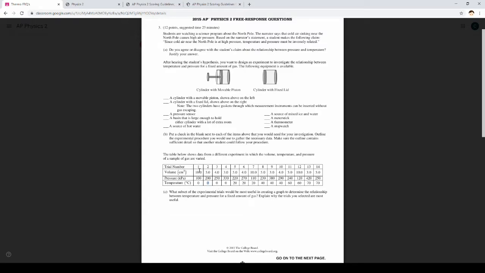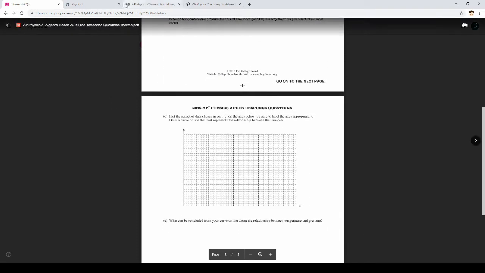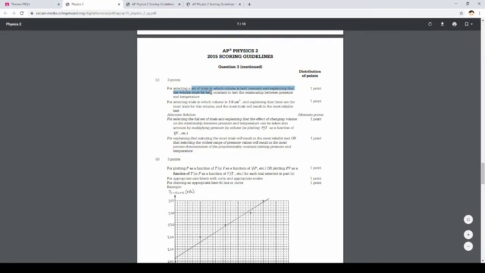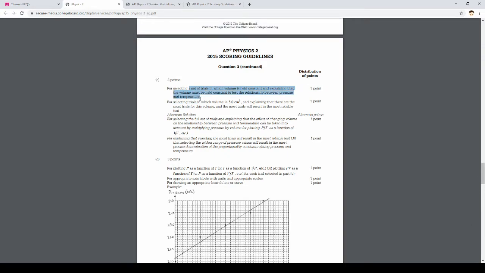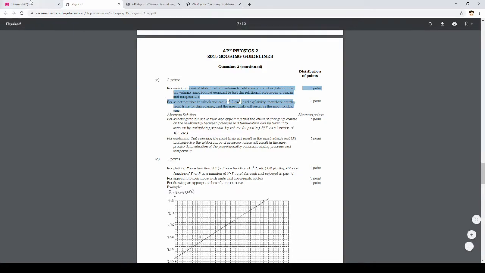I would not go for trial 1, 7, and 12, simply because 3 data points are not enough to get a good trend. So there were 2 points there for selecting a set of trials in which the volume is held constant, and for selecting trials in which volume is 5 cubic centimeters and explaining that there are the most trials for this volume. So if I had selected that 10 cubic centimeter one, I would have just gotten the 1 point. I would have to select the 5 cubic centimeters to get the 2 points.